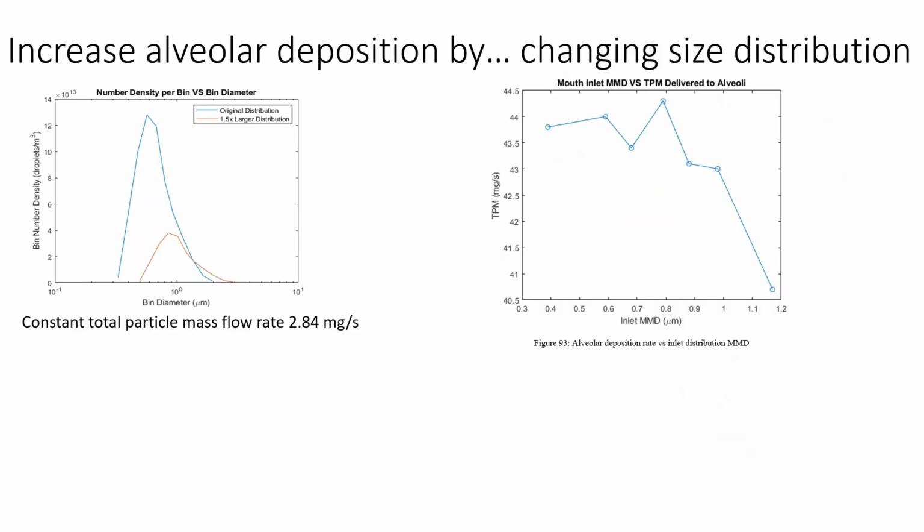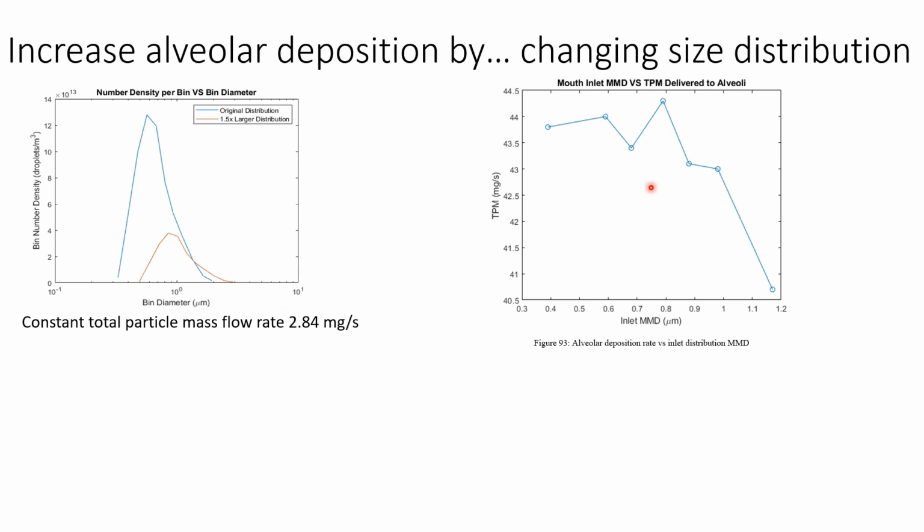Then we looked at increasing deposition in the alveoli by changing the particle size distribution. So in this graph, we see the blue curve is the original particle size distribution that we introduced at the mouth, and the orange one is one scaled up by 1.5 times. And the number of particles in each bin is scaled down to keep a constant total particle mass flow rate of 2.84 milligrams per second.